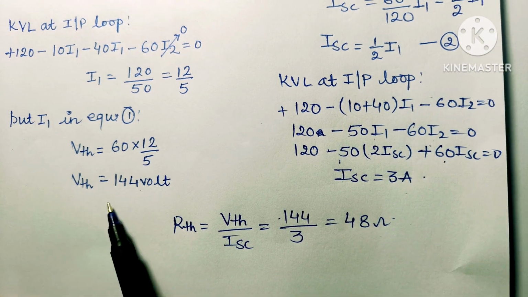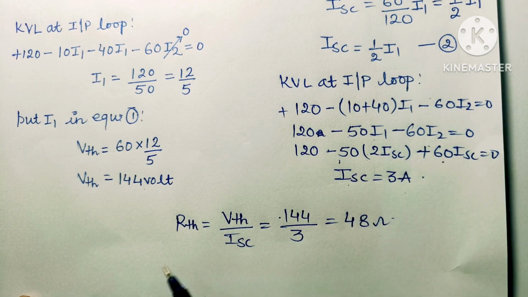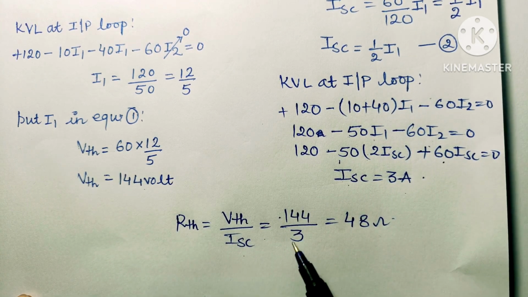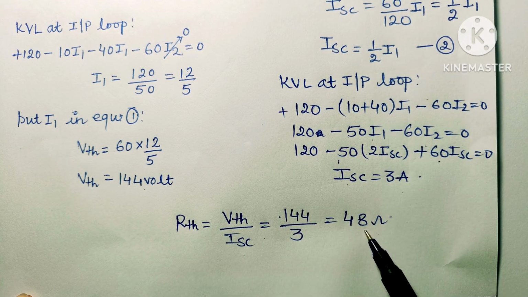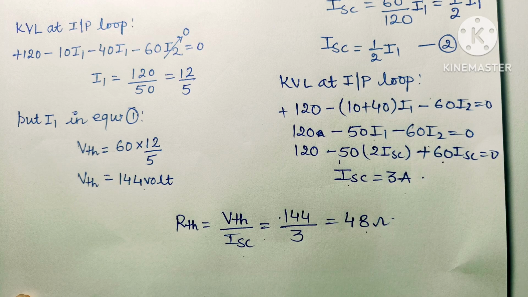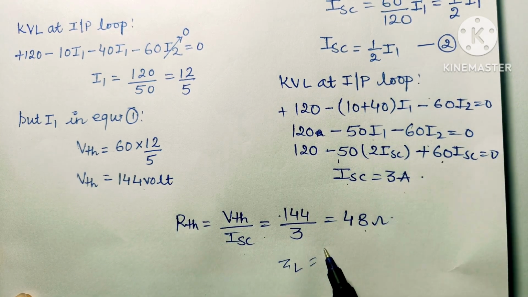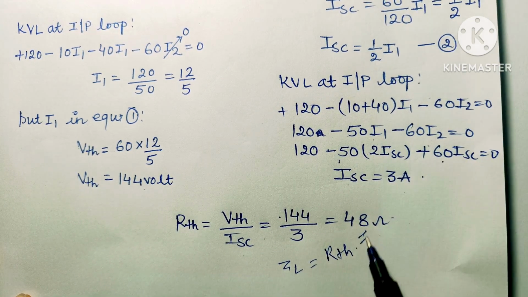As we have found the values of VTH and ISC, we can now find the value of RTH, which is equal to VTH upon ISC. Putting these values, we get RTH equal to 48 ohm. So for maximum power transfer, the load value ZL should be equal to this RTH value, that is, 48 ohm.